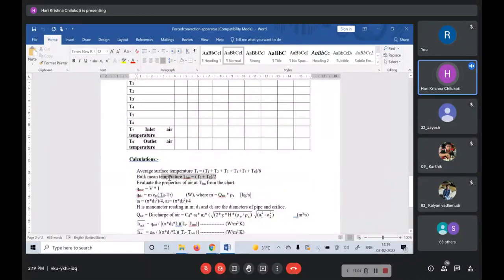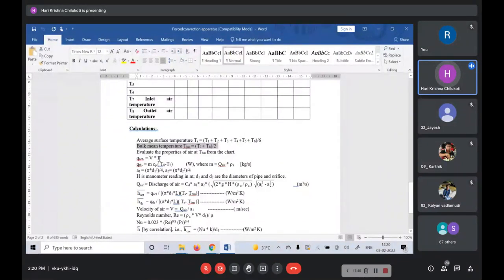So note that this is one important point. As the temperature of the air is changing along the test section, at the beginning the temperature of the air will be lower. As it picks up heat from the tube surface, its temperature is steadily increased along the length of the test section. So to have those averaging effects, we'll use the bulk mean temperature for the calculation of the properties of air.